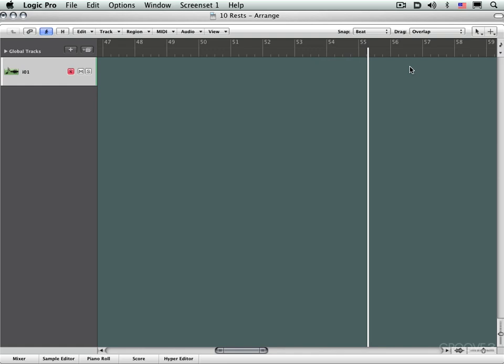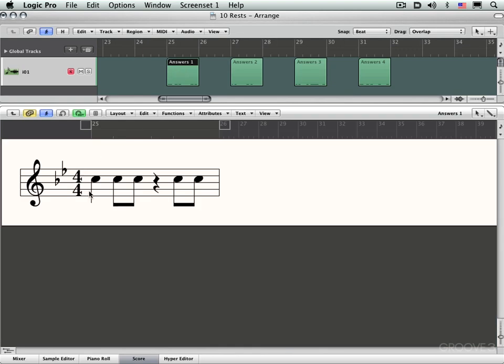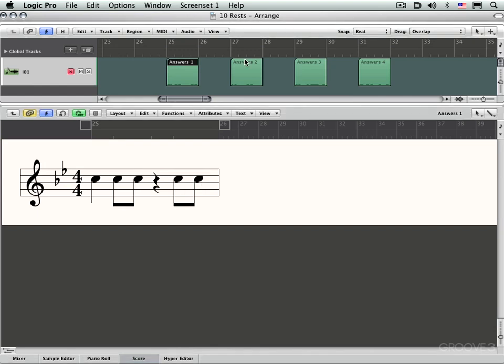All right, let's see how you did. Let's go back here, and we'll look at these answers. So the first one was 1, 2, and then beat 3 was a full quarter note rest, 4 and. Example 2, 1 and 2, 3 and 4. So quarter note rests. The third example, 1 and 2 and 3, 4 and.